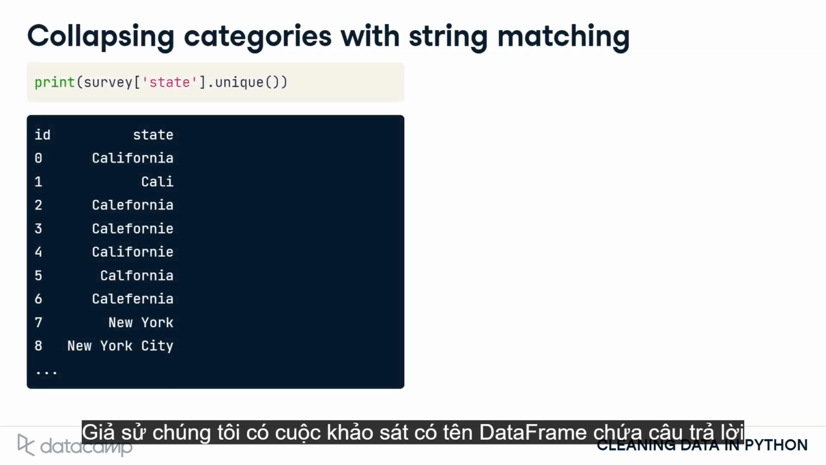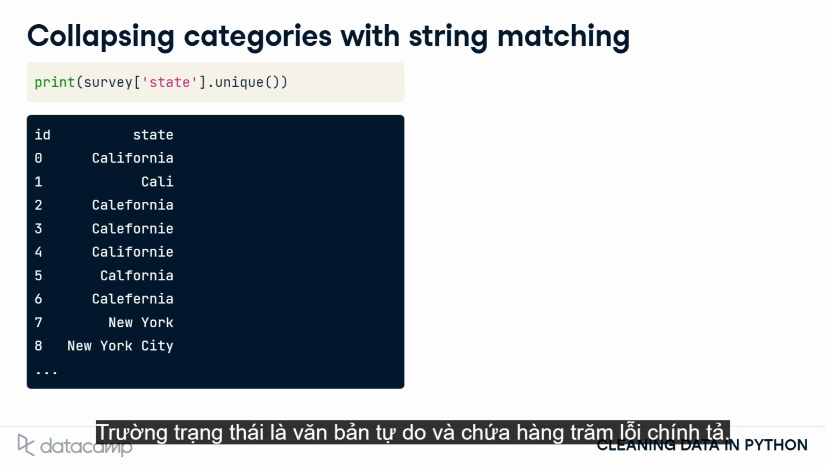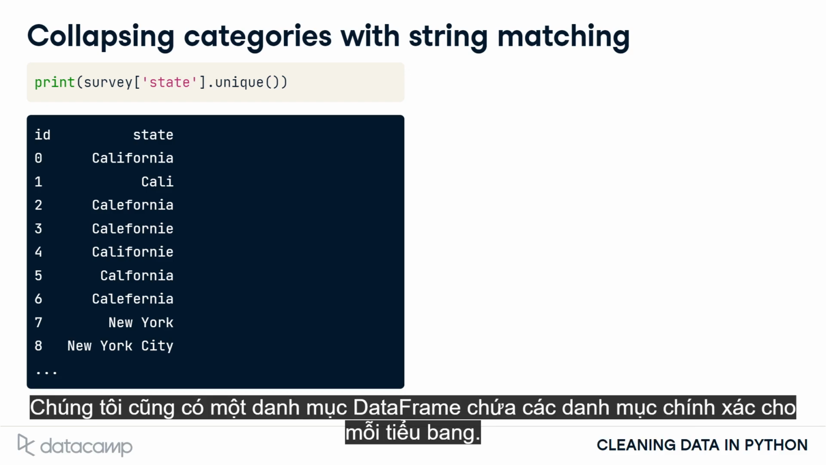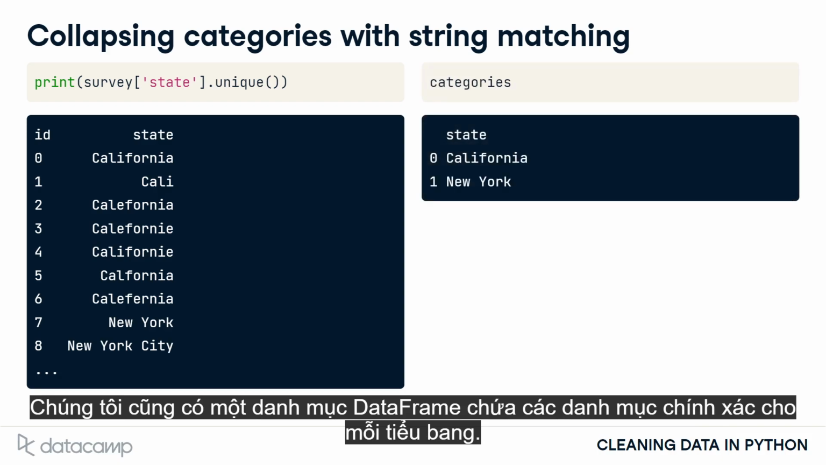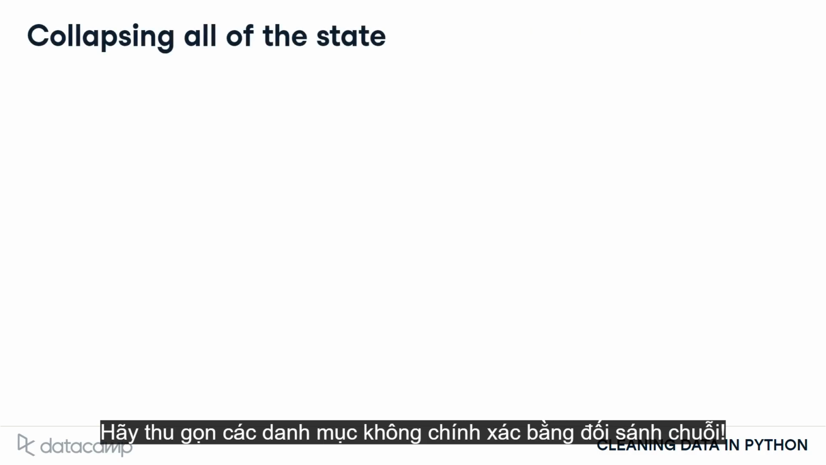Say we have a data frame named survey containing answers from respondents from the state of New York and California, asking them how likely are you to move on a scale of 0 to 5. The state field was free text and contains hundreds of typos. Remapping them manually would take a huge amount of time. Instead, we'll use string similarity. We also have a category data frame containing the correct categories for each state. Let's collapse the incorrect categories with string matching.